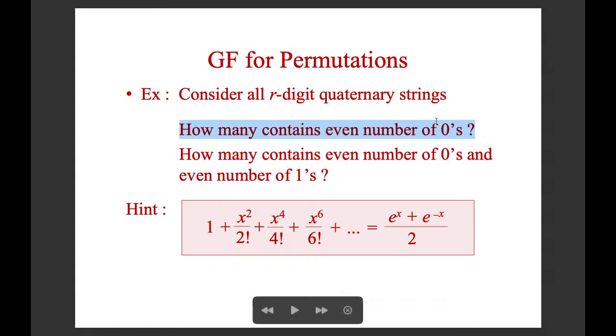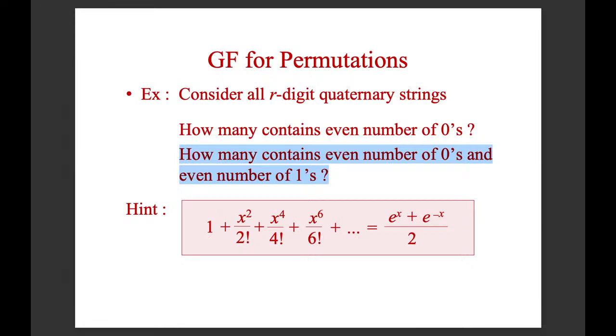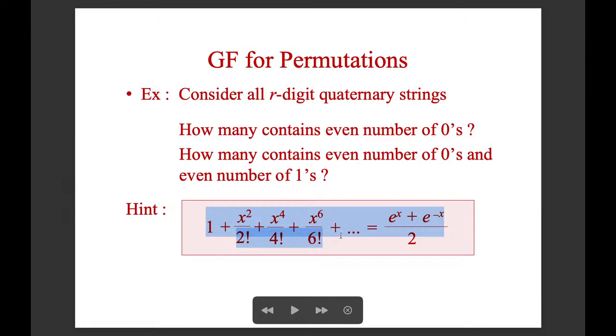Here it contains 2 questions. The first question asks how many of these R-digit quaternary strings have an even number of zeros, and the next question asks how many of them contain an even number of zeros and at the same time also an even number of ones. Now, even number of zeros, what does that mean? It means there is 1 way of choosing no zeros, 0 ways of choosing 1, 1 way of choosing 2 zeros, 0 ways of choosing 3 zeros, and so on and so forth.